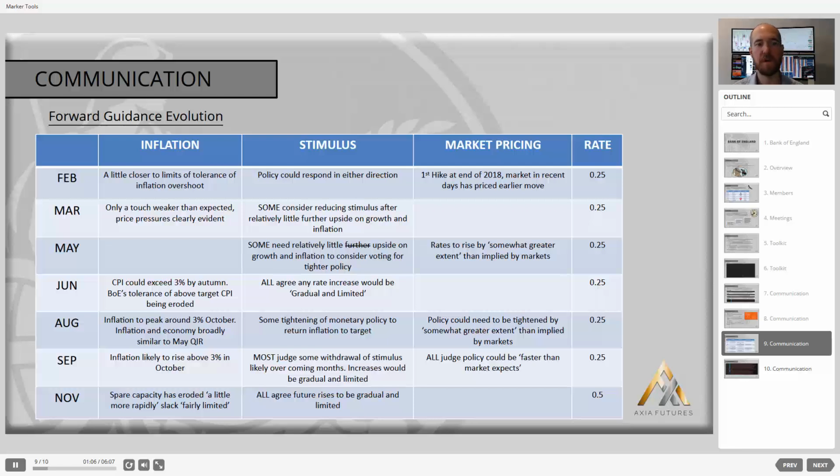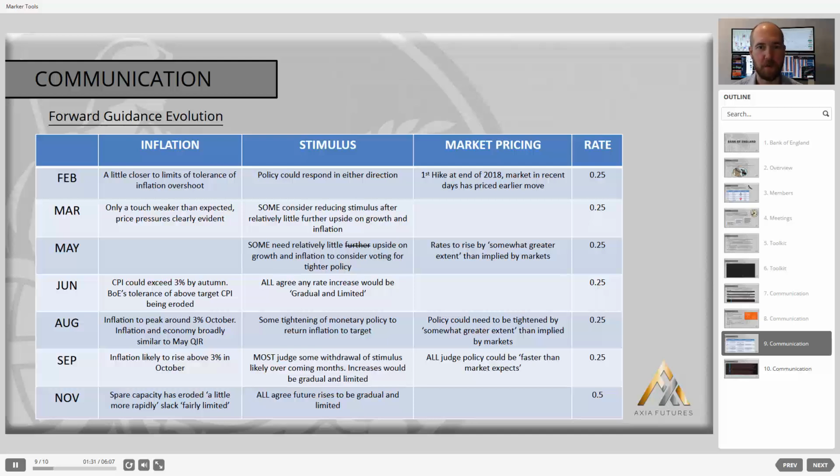In terms of picking out where moving into March, they then start referencing inflation as only a touch weaker than expected. Price pressures are clearly evident, again, keeping this idea that inflation is increasing. And now some are considering reducing stimulus after very little further increase in inflation. So that's their interpretation of inflation, and they're linking it to stimulus.